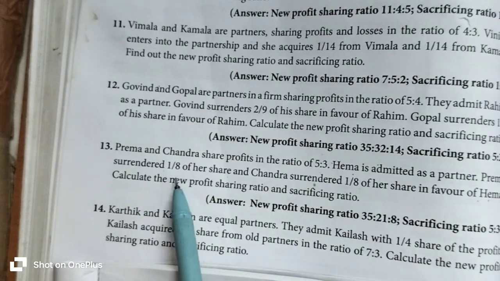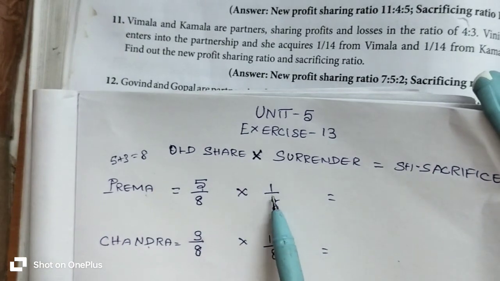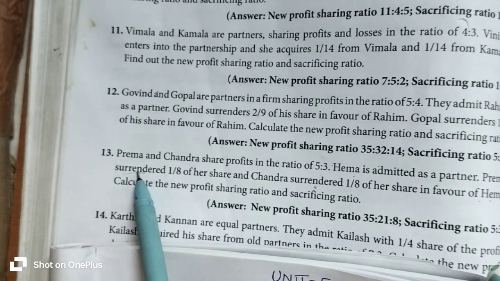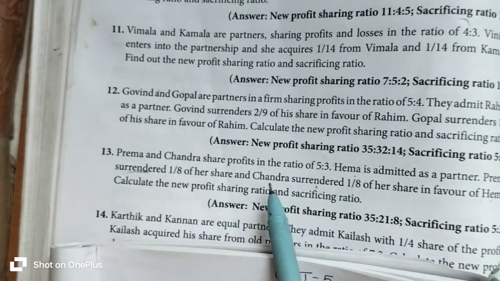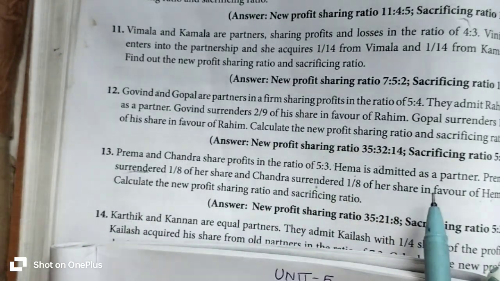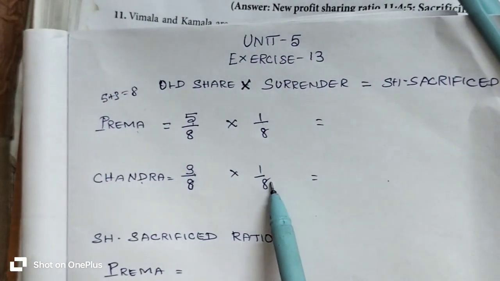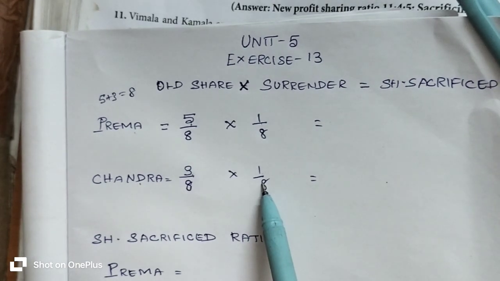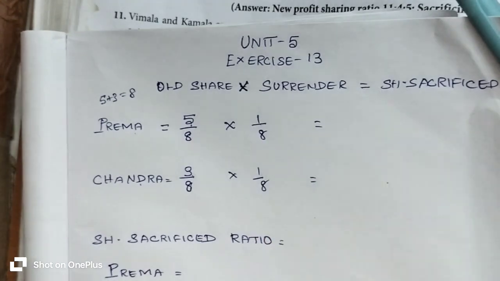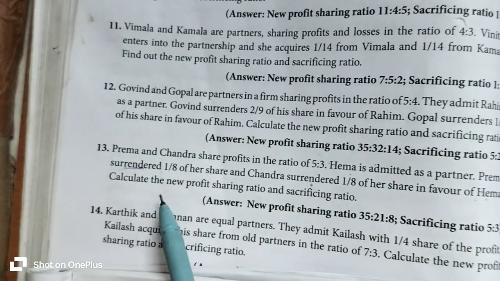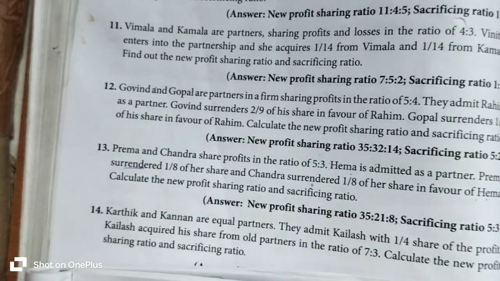Prema surrendered 1/8 of her share. So Prema is an old partner who surrendered 1/8 of her share. Underline the word surrendered. Old partner surrendered. And Chandra surrendered 1/8 of her share in favor of Hema. So Chandra is an old partner who also surrendered 1/8 of her share in favor of whom? In favor of new partner Hema. So what they ask, we are going to calculate the new profit sharing ratio and sacrificing ratio.